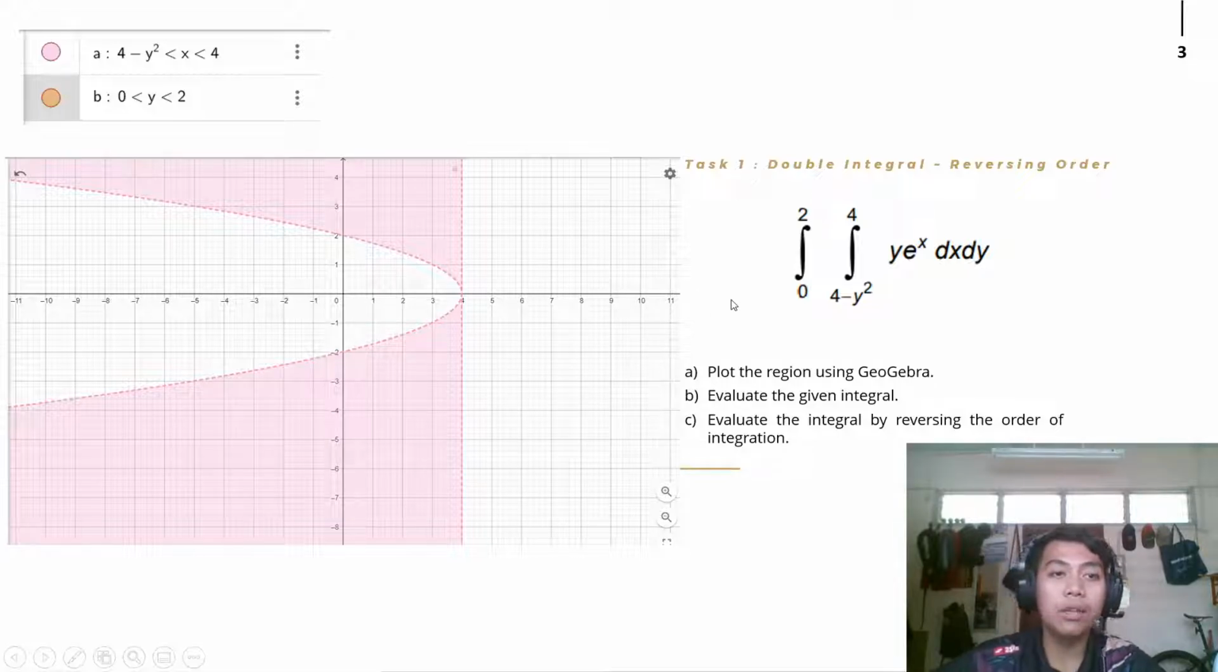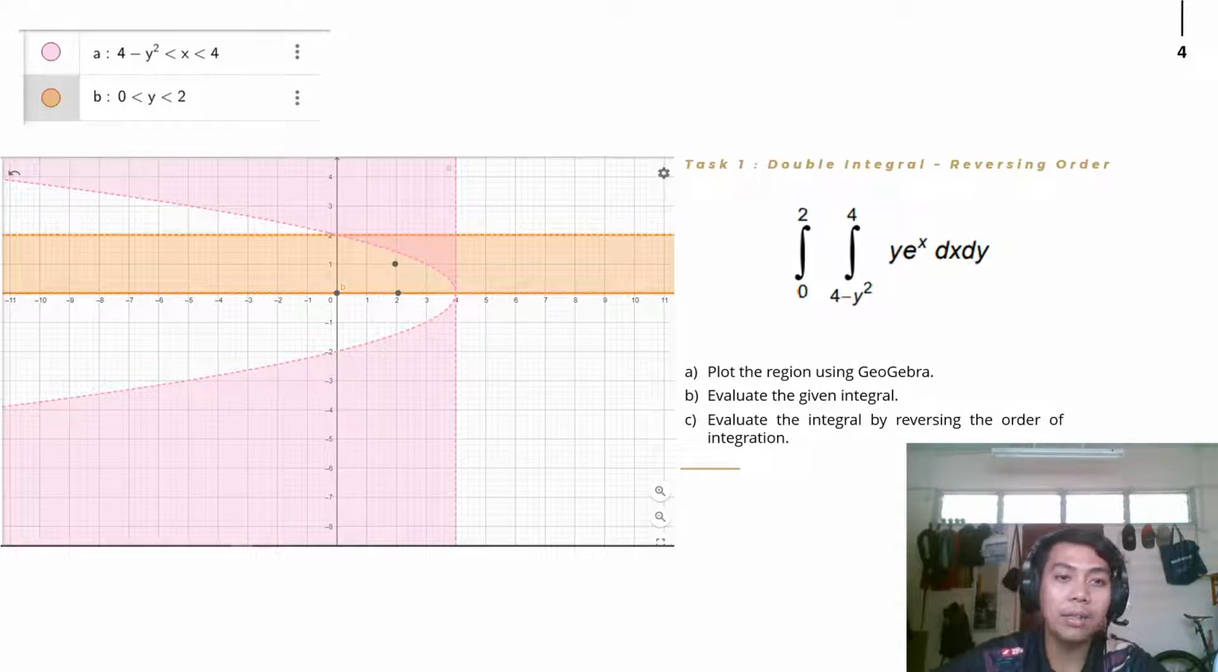After we insert the first equation, which is the function, inside GeoGebra, I put the range for the x range. As we can see here inside GeoGebra, it will display like this. This curve is the range for 4 minus y squared is less than x less than 4. Next we will plot the range for y. So we will get this yellow region, which is the region that we will need to calculate the area for.